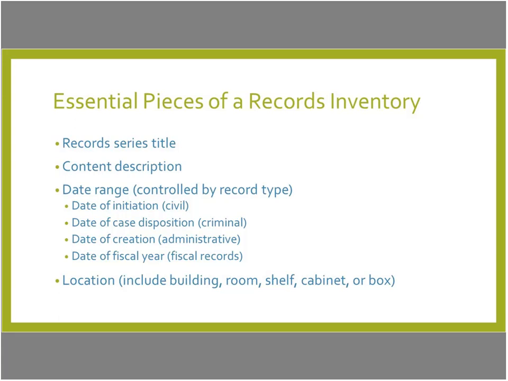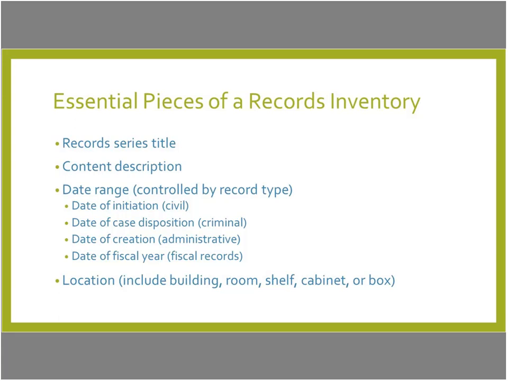So think about this. If you have civil records, we set retentions for civil records by the date of the initiation of the civil case. So somebody files suit, that is the date that you use. With criminal records, it's essentially the opposite. It's the date of disposition of the case. So when the case is finally disposed, you start counting. All the years that may have occurred before that don't matter. You start counting from that time.